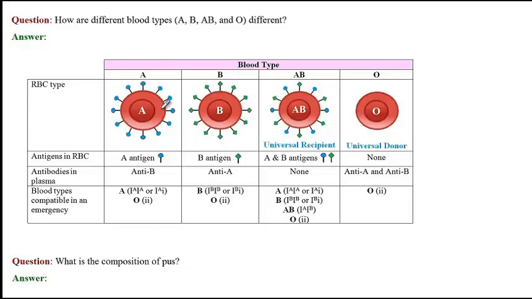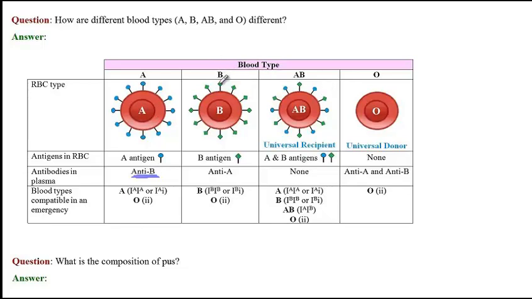Now, anyone that has blood type A will not make any antibody against A, but they would make antibodies against the B antigen. So these patients who have blood type A cannot receive blood type B or AB because their body would attack these blood cells.